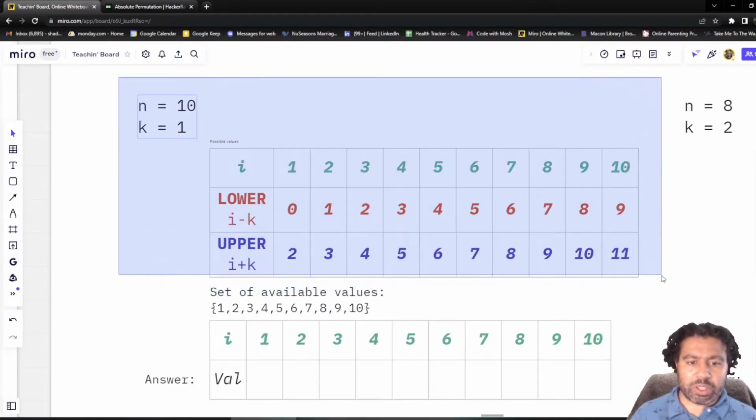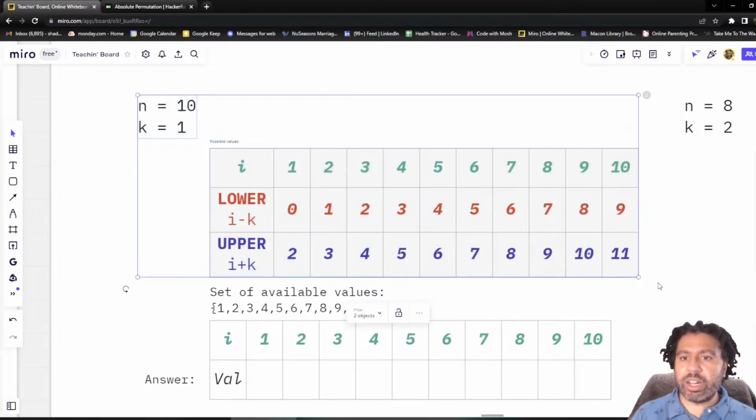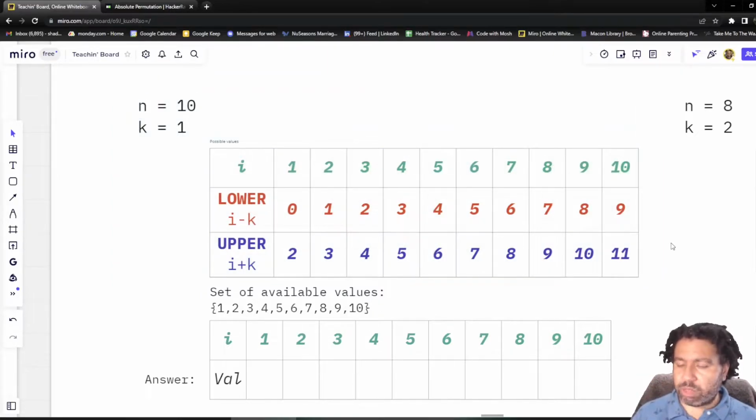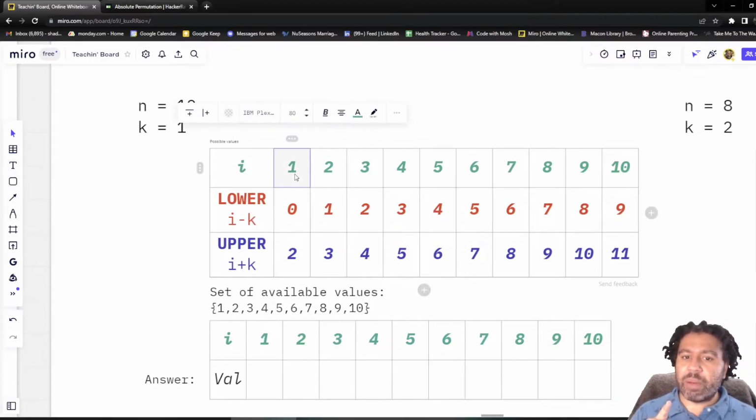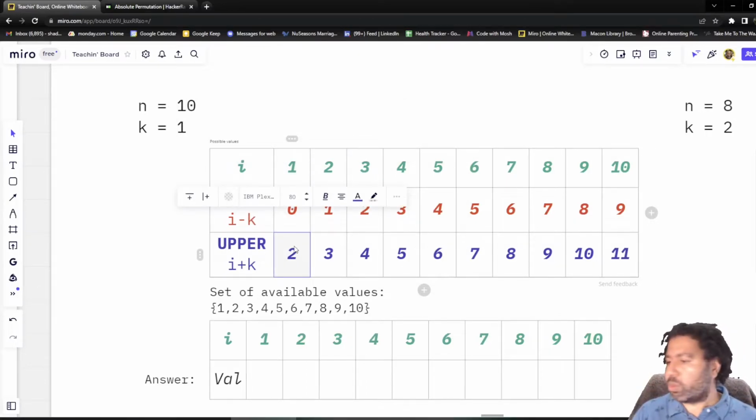So for now, I'm just going to focus on this little box right here. I'm not even going to work on the algorithm. I'm just going to pre-calculate what each i's lower and upper values are, and we'll see what that looks like. So for the index of 1, we know k is 1 as well. So I calculate the lower to be i, or 1, minus k, and that's a 0. And the upper is 1 plus 1, which is 2.